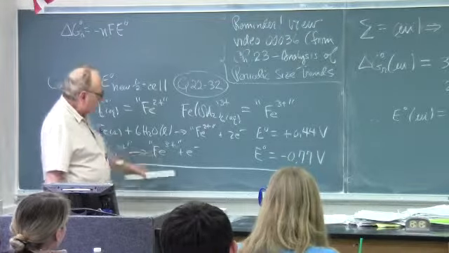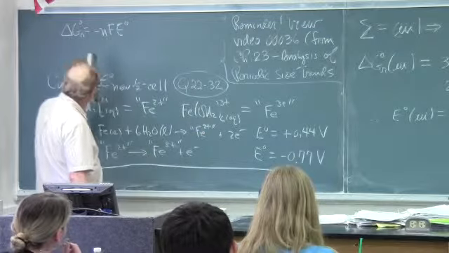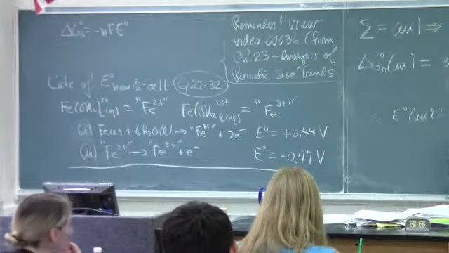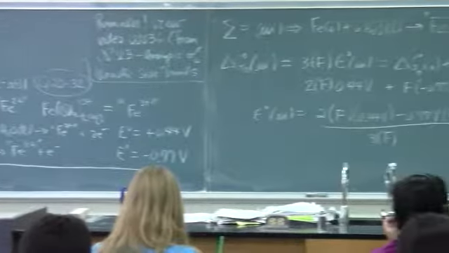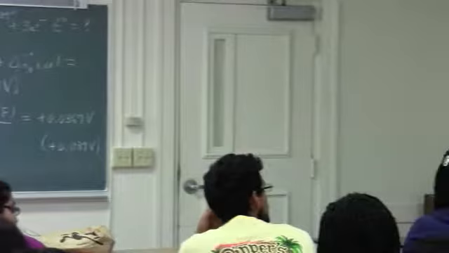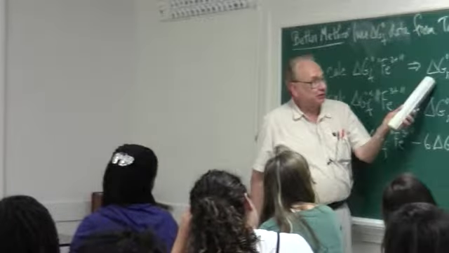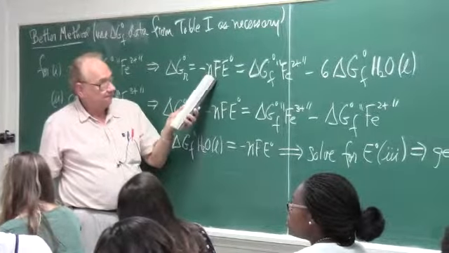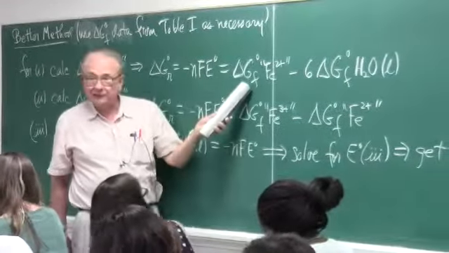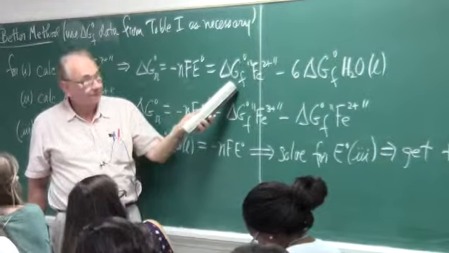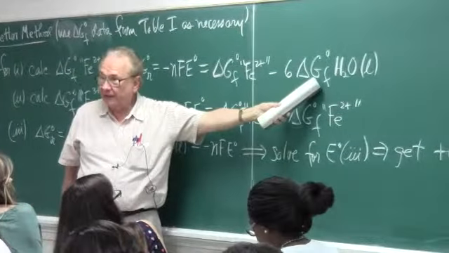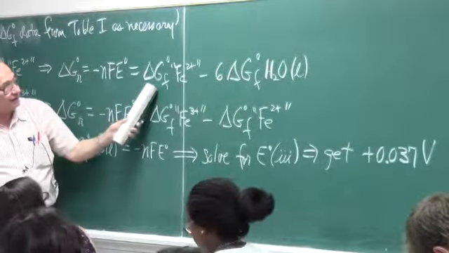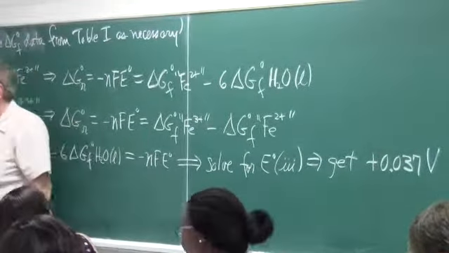But again, since we got E0, we get delta G0 for the reaction. We apply Hess's law. I wrote it over here. You get delta G0 for the reaction, which is what we just talked about, from this. Here's the puzzle part we don't know. Here's the puzzle part we have available from Table 1. So you do the arithmetic, you calculate delta G sub F super 0 for iron plus 2.